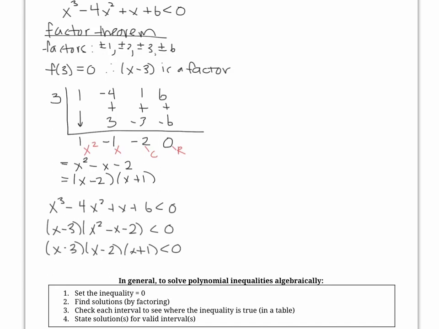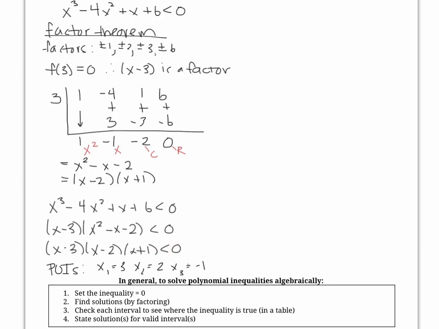So now we have a bunch of x values that can come out of this. We have x is equal to 3, x is equal to 2, x is equal to negative 1. Those are not the values that are going to make it less than 0. Those are the values that are going to make this equal to 0. Those are our points of intersection. So x equals 3, x equals 2, x equals negative 1 are our points of intersection, as if we were to solve this with an equal sign.